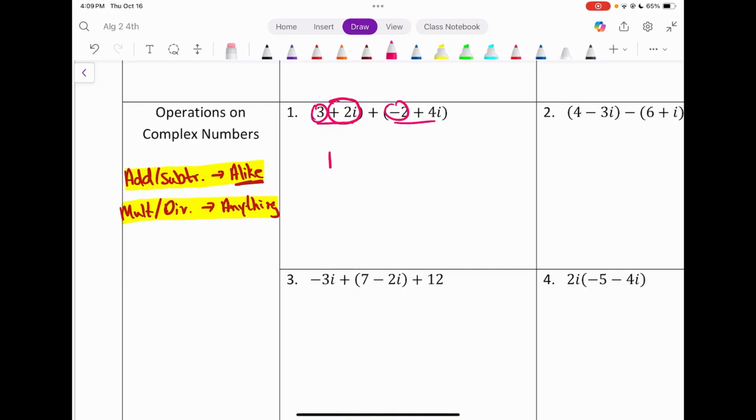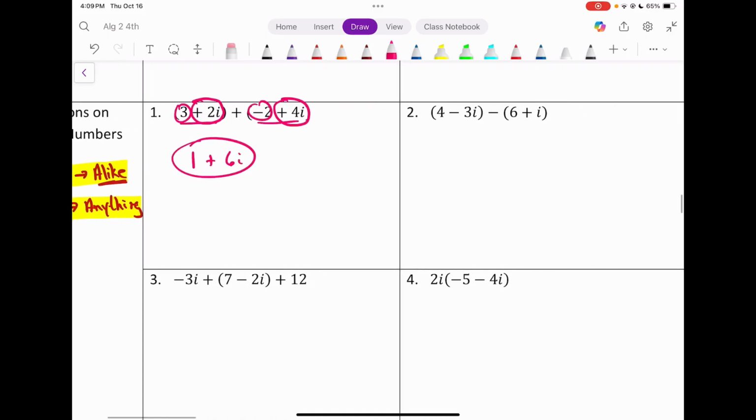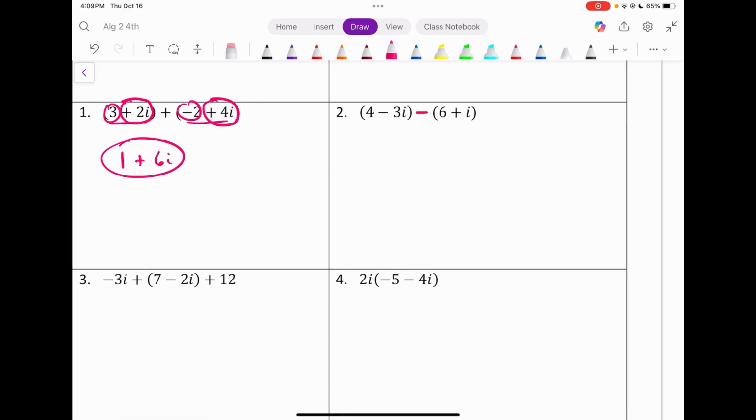Positive 2i and a positive 4i can be put together. That'd be positive 6i. The i stays i. It doesn't change. Now, if you have subtraction, just remember the minus in front of parentheses means you're subtracting the whole thing. So the first thing I like to do is go ahead and distribute that negative. That'd be a minus 6 and a minus i.